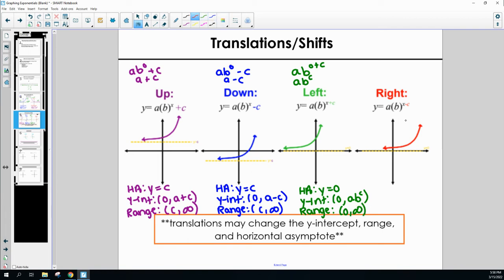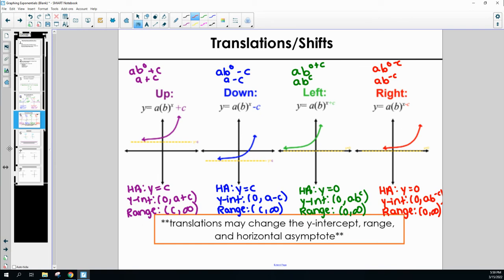And then lastly here, for a right transformation, we're going to be subtracting c from x in the exponent. And again, it's moving to the right, so our horizontal asymptote will not change. So that will stay at y equals 0. For the y-intercept, we're going to plug in 0 for x. So 0 minus c is negative c. And again, this is going to be some number. And when we do this with actual numbers, this will hopefully make more sense. I know this is a little bit more abstract. And our range will be 0 to infinity.